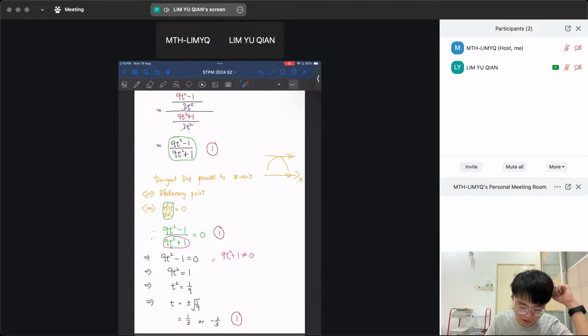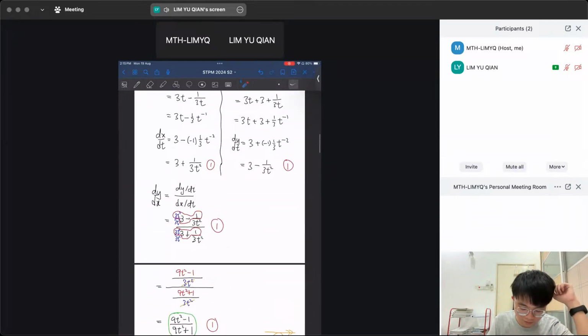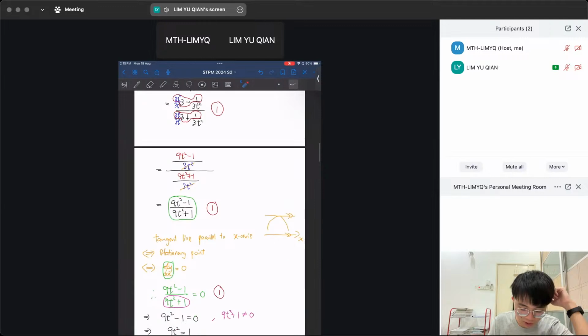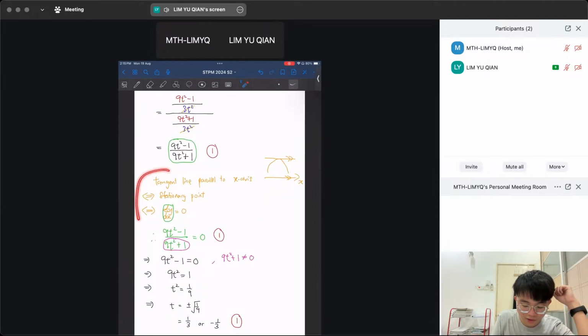OK, at this point you lose a few marks, but it should be average, right? 4 marks, differentiation and all that. But you must know, parallel to the x-axis actually this word means stationary point. It means stationary point. Just a fancy way to tell, but I think recently they like to use this word.